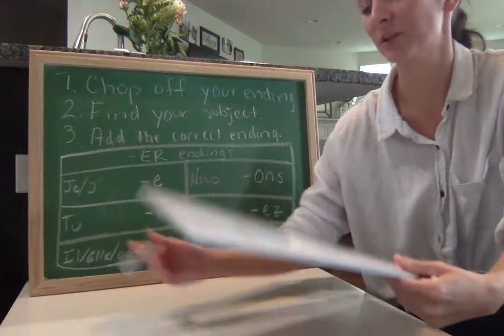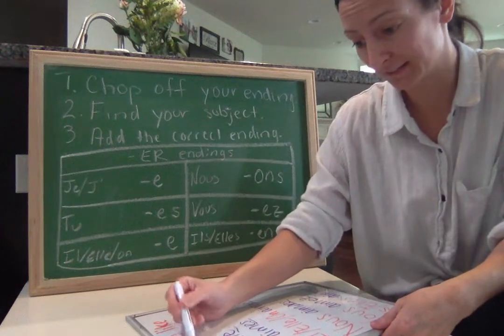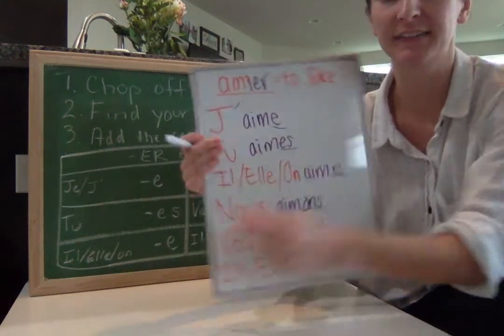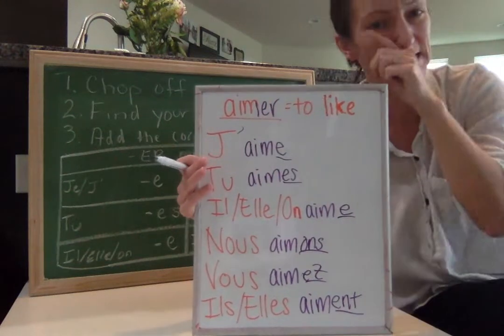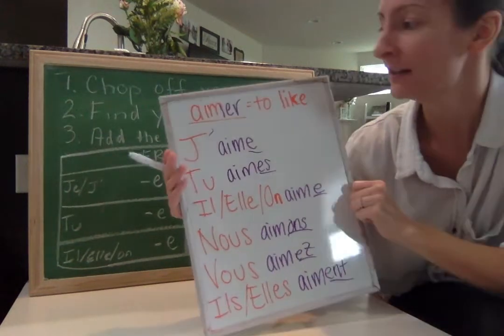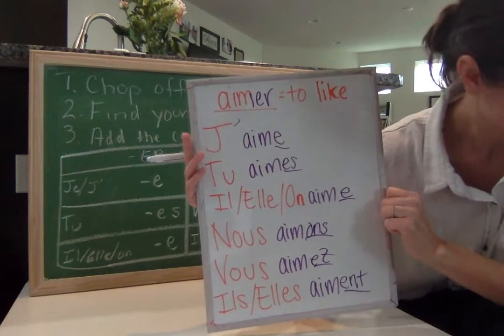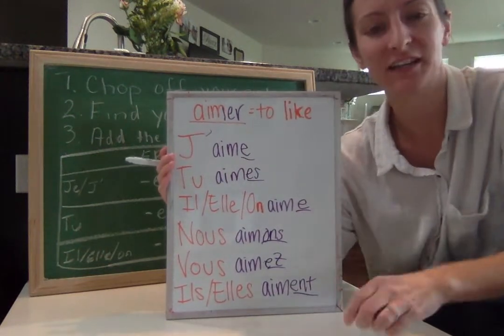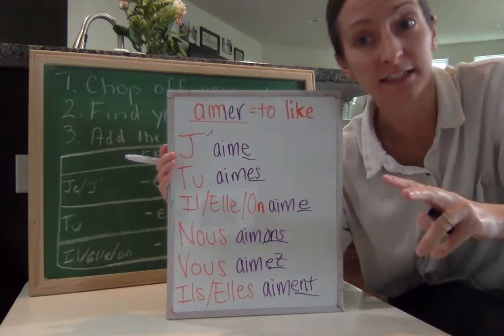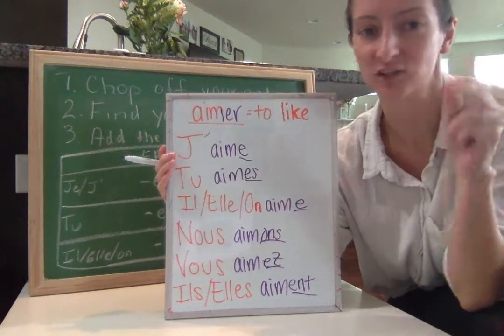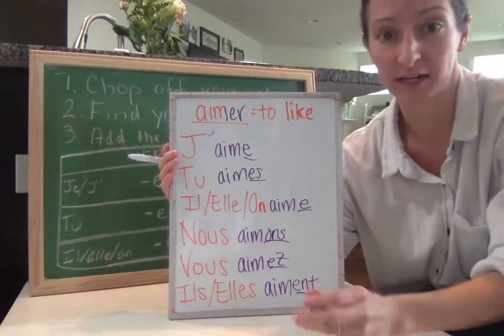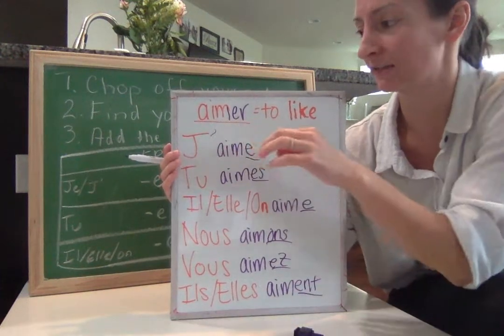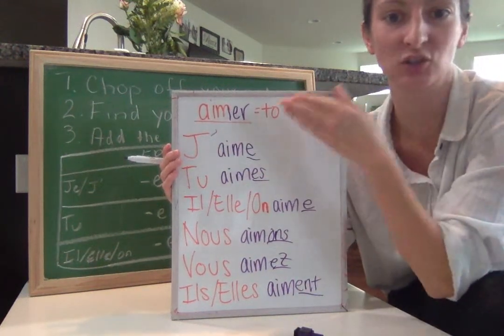Also, I want to make a note, because you'll see this too. When a word doesn't have the endings chopped off and you haven't conjugated it, it's just the word with our ER still attached, we call that the infinitive. So if you ever see the word infinitive, it means that ER is still attached. We haven't conjugated it to work with the subject pronoun, okay? So that's the infinitive. And aimer on its own means to like.